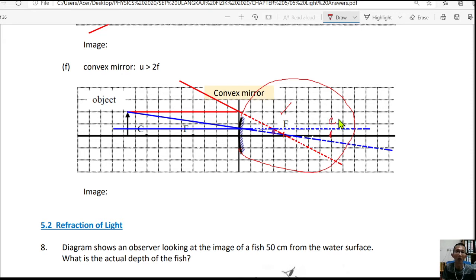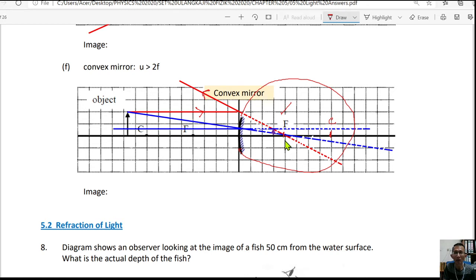Okay, follow? Well, anyway, so look at the red line. I draw a line parallel to my principal axis, and I know that it will be reflected going up. Going up from where? It's going up from this focal point.